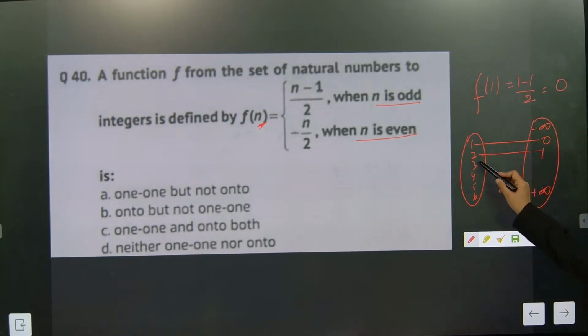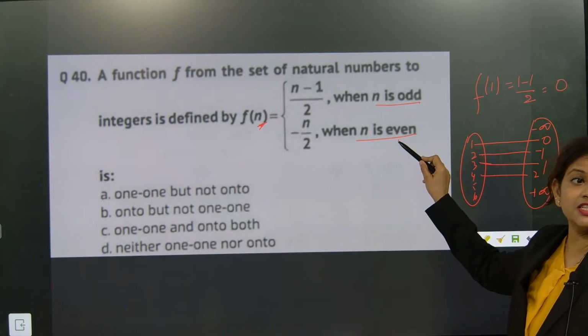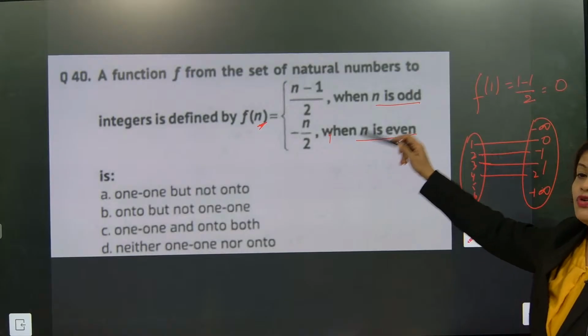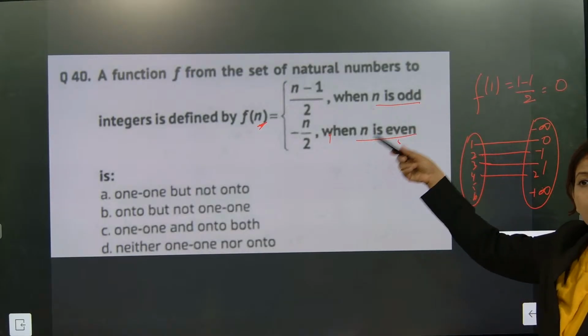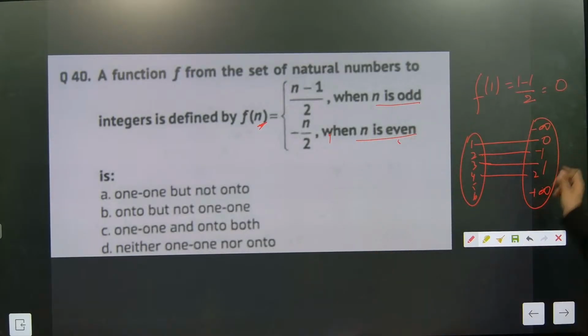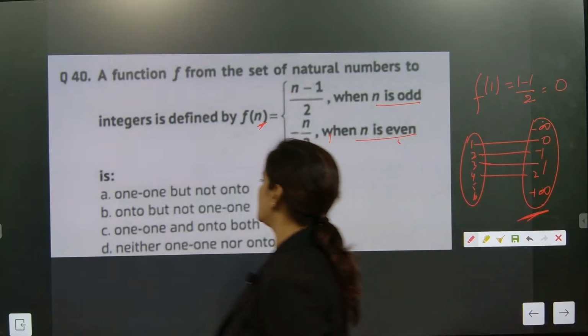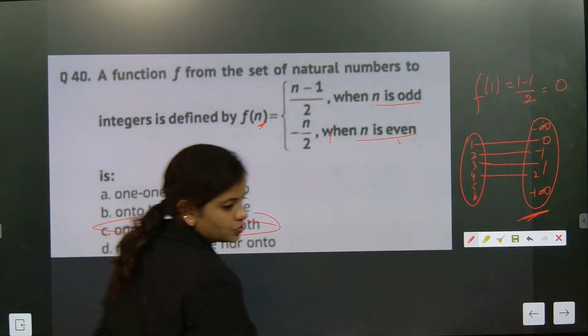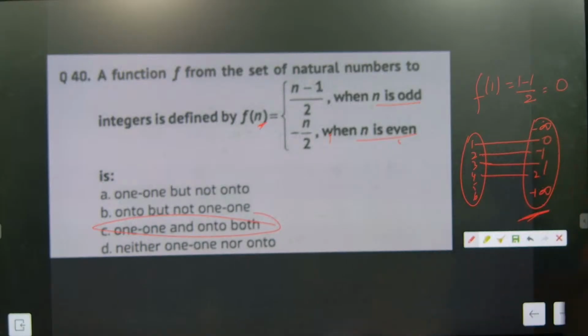Correct? When you are putting 3, 3 means odd number, so it is coming as 1. When you are putting 4, it is coming as minus 2. That means one time when you are putting an even number, it is giving you negative. If you are taking an odd number, it is giving you positive numbers. So it is from minus infinity to plus infinity, all the range is satisfied. So it is one-one onto both. It is one-one onto both.